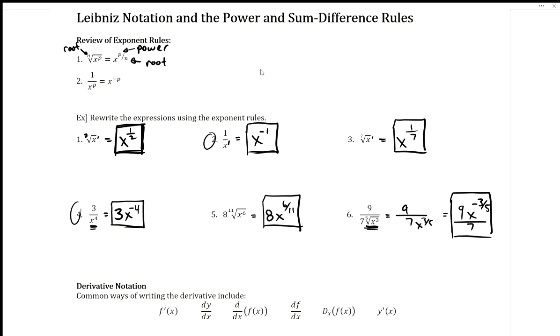Okay, so there are our most important rules for rewriting. We'll see why we're doing this because it's going to help us in the next couple of videos.